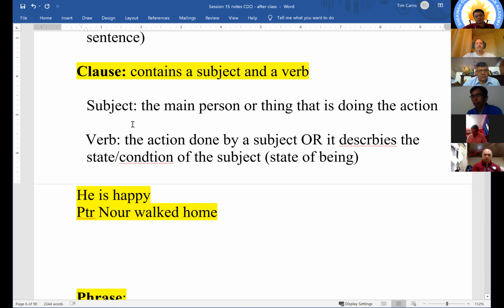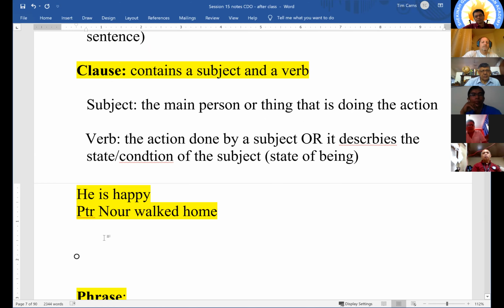So a clause contains a subject and a verb. All right, so for example here, this is a clause. He is happy. Subject he, verb is. In this one, Pastor Noor walked home, subject and a verb. Okay, you guys with me so far? I'm just going to break this down. We're going to go step by step. Now, there's one more.